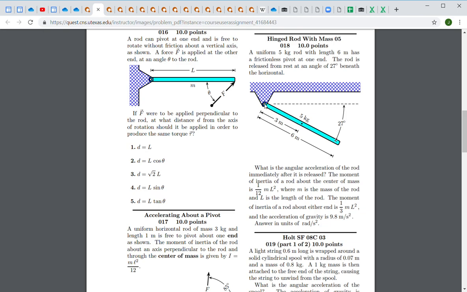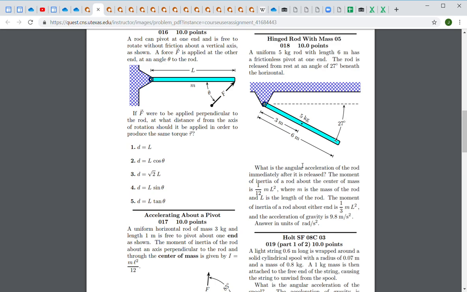So we want to use the one from the table, 1/3 ml squared. That's our I, and we're going to use torque net equals I alpha to solve for alpha. We just need torque net, and in this case there's only gravity acting on it. We'll use our usual simplification that the full weight force is acting at the center of mass of this rod, and that's because it's a symmetric object, that's at the center of symmetry. So we're going to pretend that the full 5 times 9.8 acts halfway across the rod straight down.